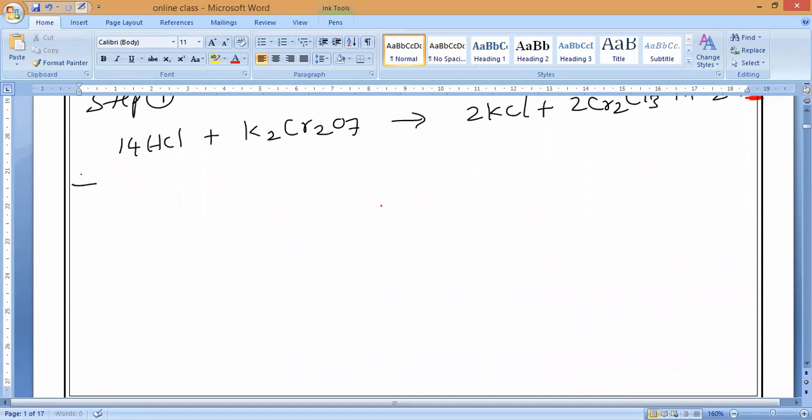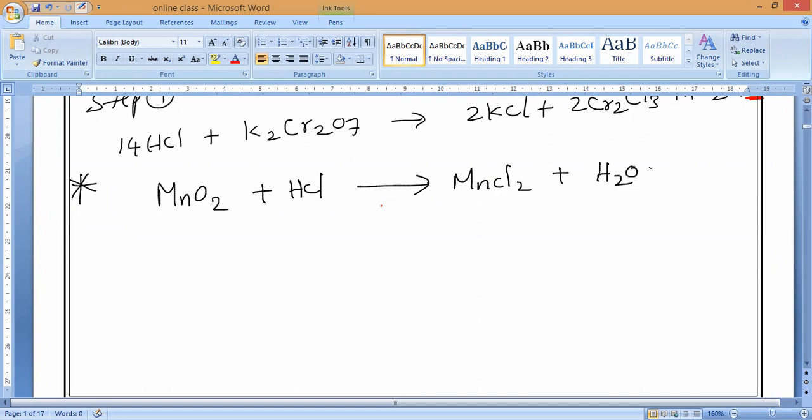Now this is what next. Write the next example. Next question is manganese dioxide, MnO2, reacting with hydrochloric acid gives you MnCl2 plus H2O plus Cl2. So this is the one. So now try to balance it.